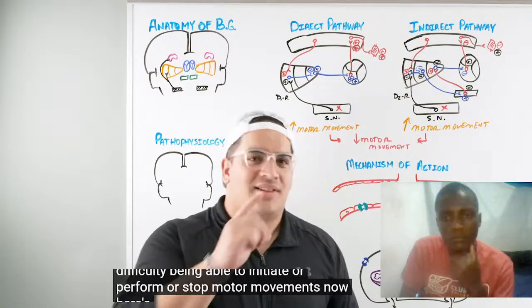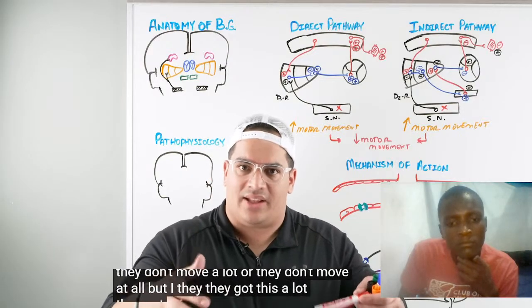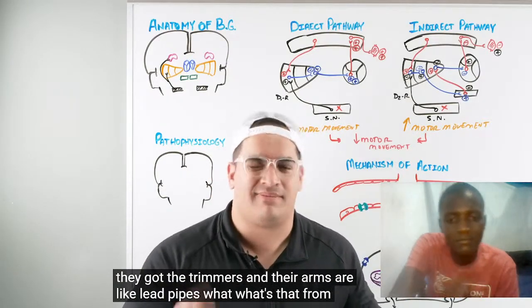Now here's the other thing that you're probably questioning. You're like, well, yeah, I know that they're slow and they don't move a lot, or they don't move at all, but they got this a lot. They got the tremors and their arms are like lead pipes. What's that from? I got you.